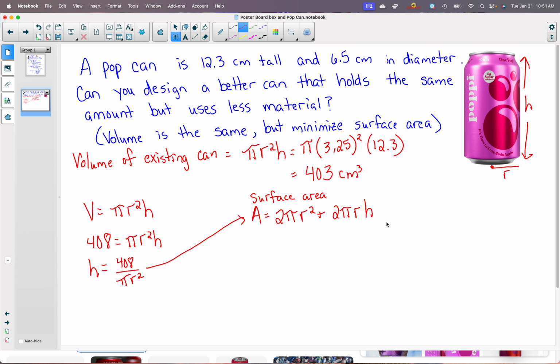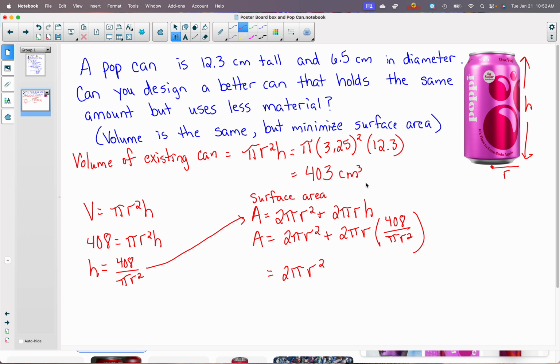We did this once before when we were doing related rates, and we wanted to simplify this, because I'm trying to minimize the surface area, which means I'm going to take the derivative of this formula, but I really don't want two variables in that case. So I am replacing the h with 408 over pi r squared. So we end up with 2 pi r squared plus 2 pi r, and replace the h with 408 over pi r squared. So then we're going to just change the formatting of this a little bit. I'm going to leave this 2 pi r squared.